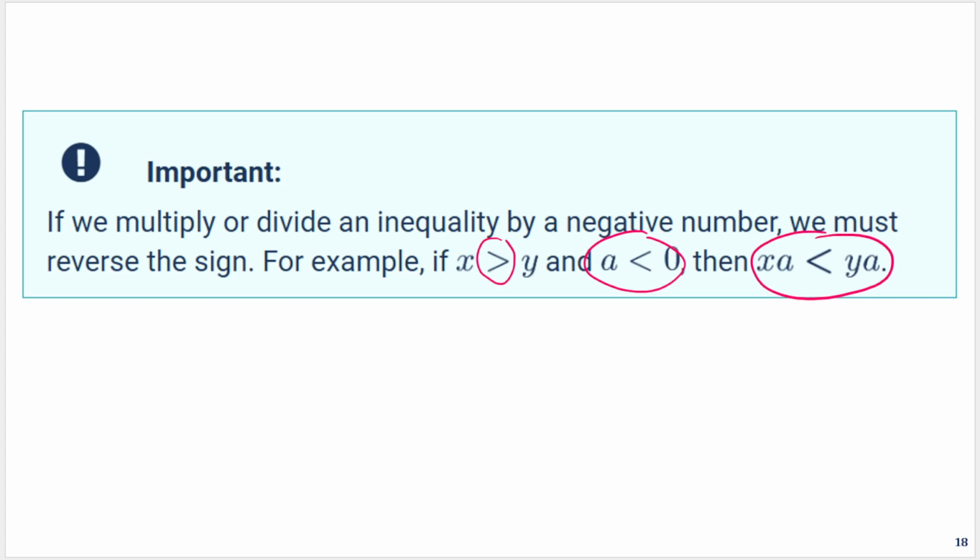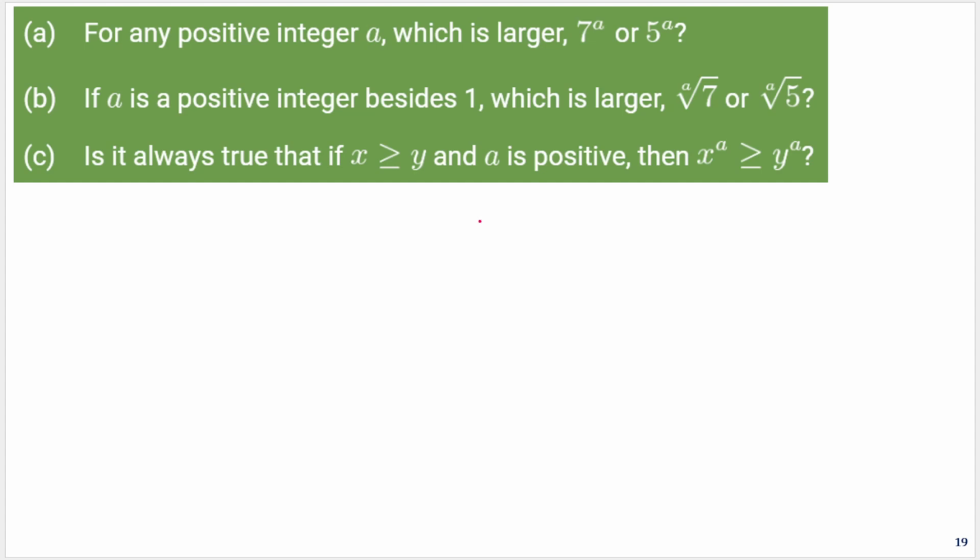Alright, if you don't have any question, let's consider another problem. So in question A, for any positive integer a, which is larger, 7 raised to the power of a or 5 raised to the power of a, which one is larger? Okay, actually 7 to the power of a is larger, right?